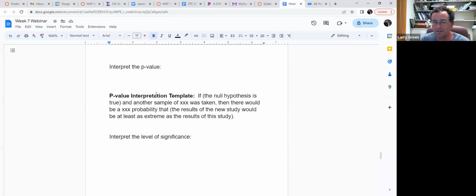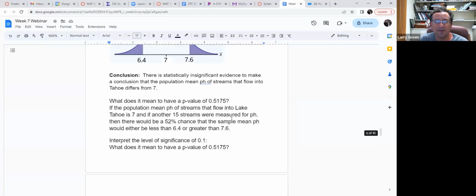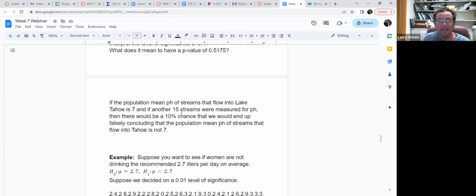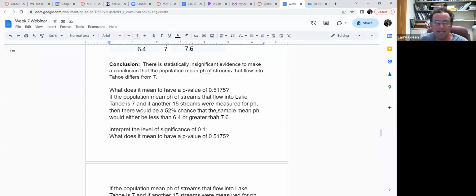And the p-value interpretation template is: if, and then you rewrite the null hypothesis as true in words, about what the study is, and another sample of however many that you took was taken, then there would be, whatever the p-value is, probability that the results of the new study would be at least as extreme as the result of this study. Don't write that in. That's the idea. So over here, for example, there would be the chance that the sample mean pH would be either less than 6.4 or greater than 7.6. That's being at least as extreme in this case.